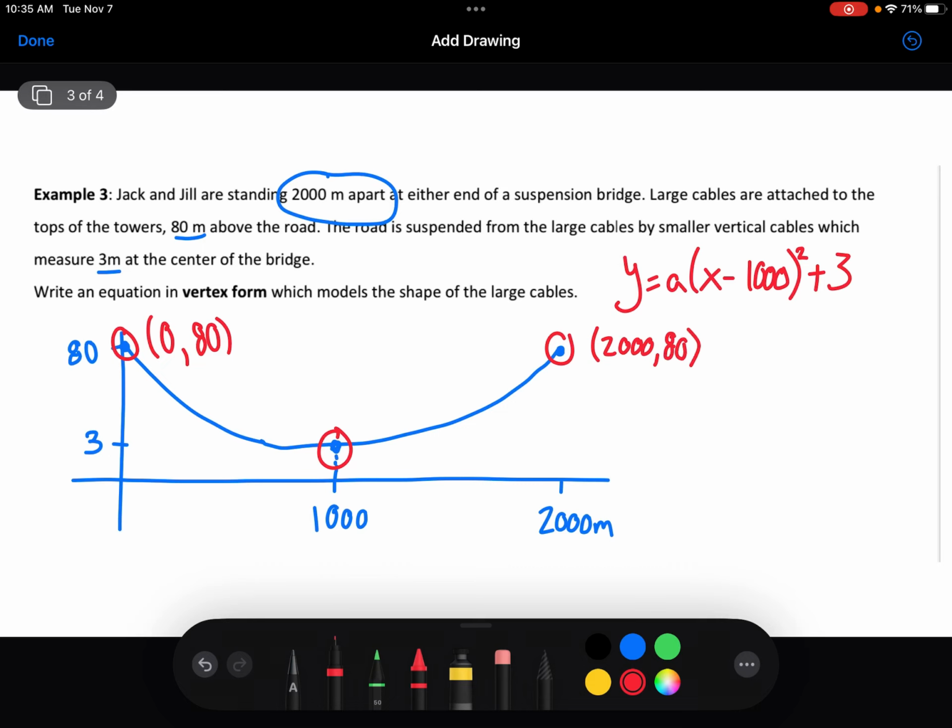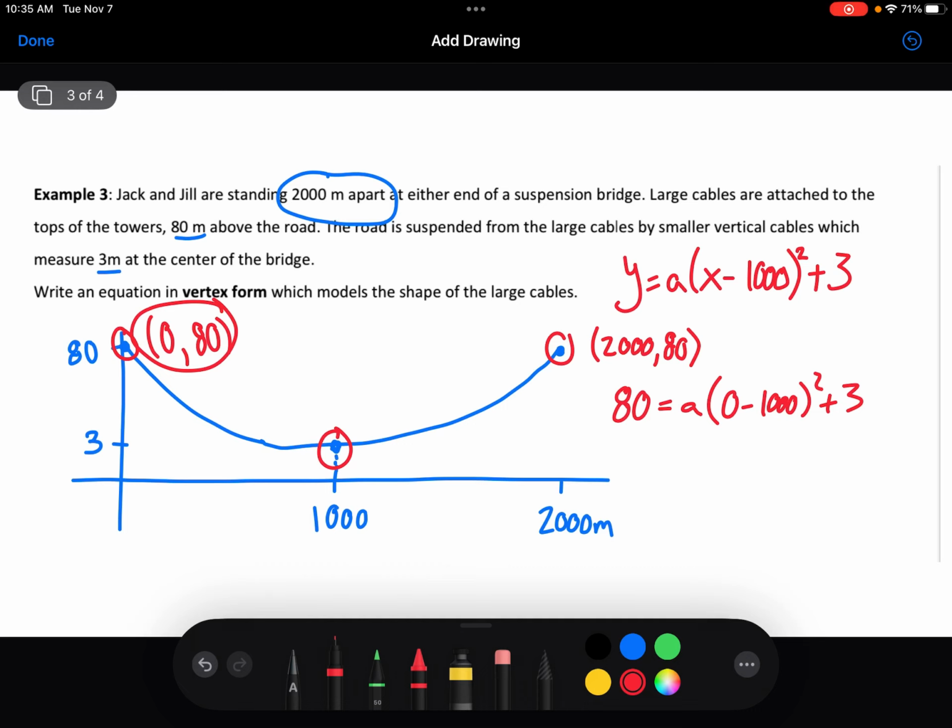So either one of those points would work, and it's not going to actually have any effect on your final answer for a. So what I'm going to do is I'm going to choose 0 and 80 just because 0 is easier to work with. So I would have 80 equals a times 0 minus 1,000 squared plus 3. Now, if you look at this graph, it's actually only going up 80, and we're moving over 1,000 points. So the a value should be extremely small.